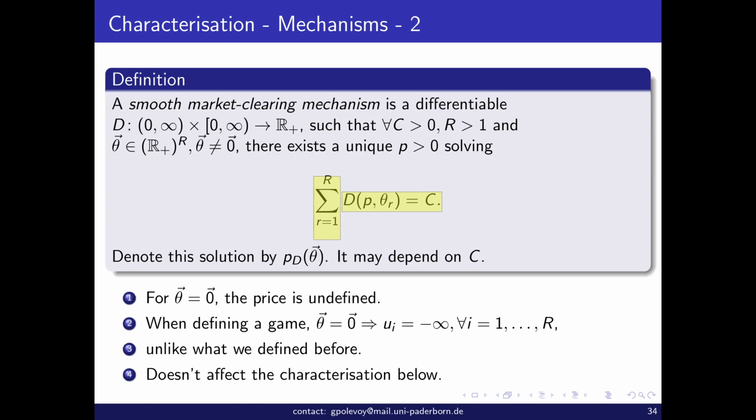So for theta being the zero vector, the prices are undefined. And when defining a game, we just define the utility of the players as minus infinity. That's not what we did before. Before, we just said that the utility of the players is the value of not getting anything, minus paying zero, so it was usually zero. Here we define it as minus infinity. It's a bit different. It doesn't affect the characterization below, but we'll talk about it a bit more.